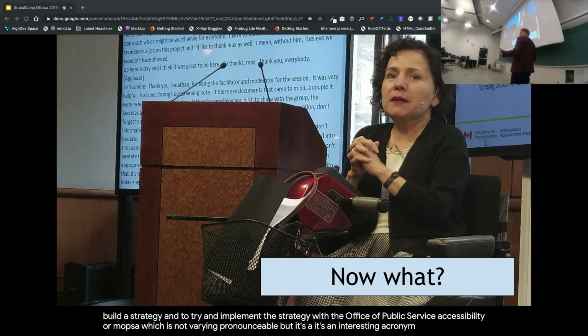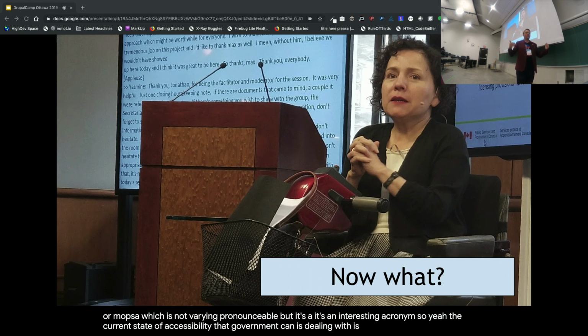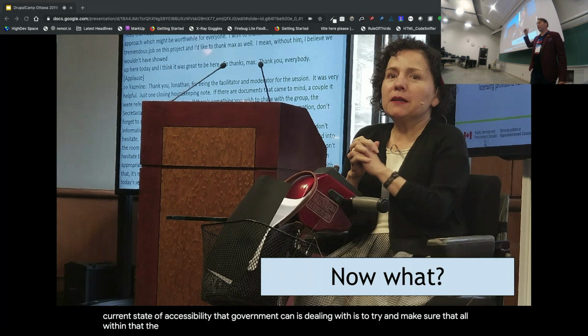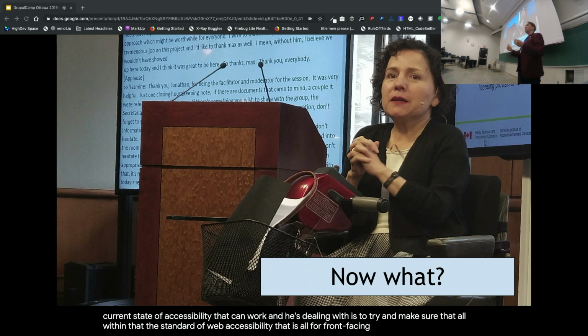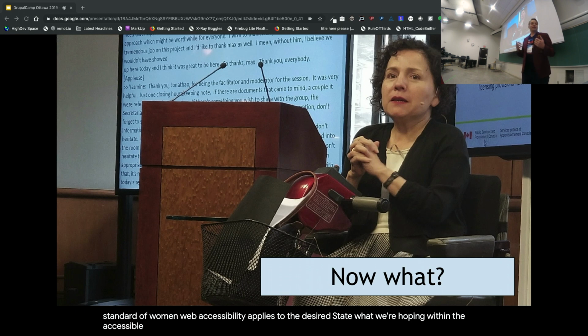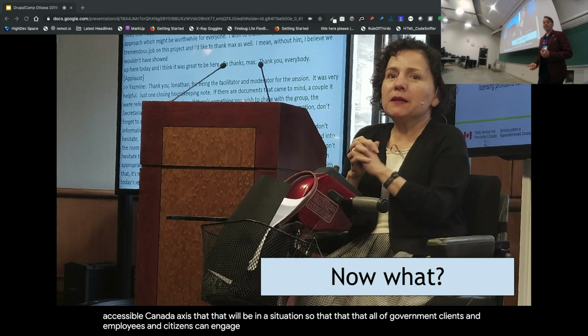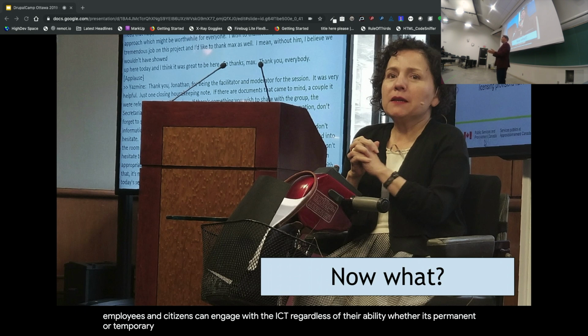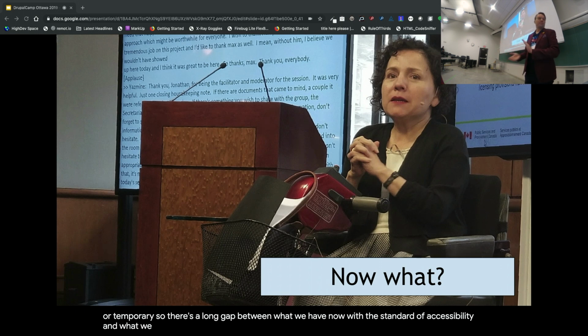So the current state of accessibility that the Government of Canada is dealing with is to make sure that everything is within the standard of web accessibility, that is, for front-facing websites. So if it's citizen-facing, that's what the standard of web accessibility applies to. The desired state, what we're hoping for within the Accessible Canada Act, is that we will be in a situation where all of government's clients, employees and citizens can engage with the ICT, regardless of their ability, whether it's permanent or temporary. So there's a long gap between what we have now with the standard of accessibility and what we want to be able to achieve.